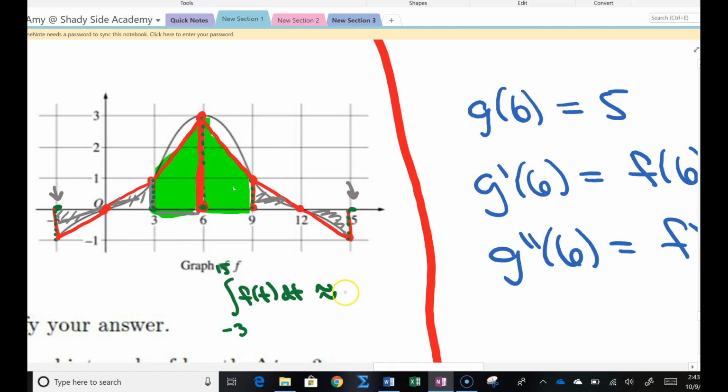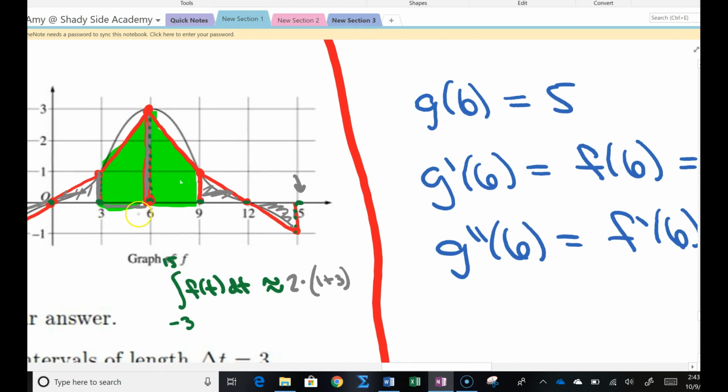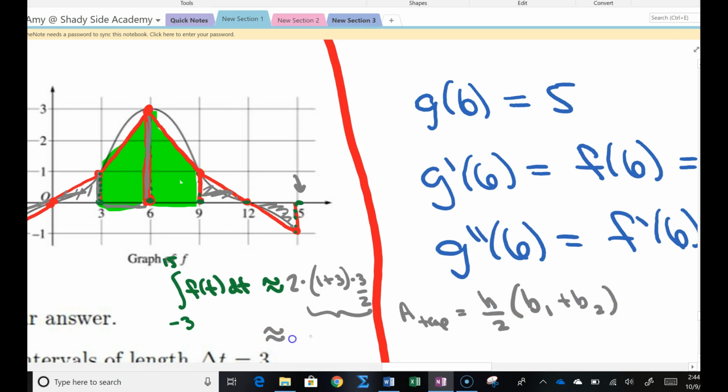So this definite integral is going to be two of these trapezoids right here. 1 plus 3, okay? All of that times the height, which is 3. This is the height. The height is the distance between a trapezoid's two parallel bases. Times 3, all divided by 2. So this right here is the area of a trapezoid. Area of a trap, in case you forgot, is equal to h over 2 times the quantity b1 plus b2. Height over 2 times base 1 plus base 2. At the end of the day, this definite integral is approximately equal to 12.